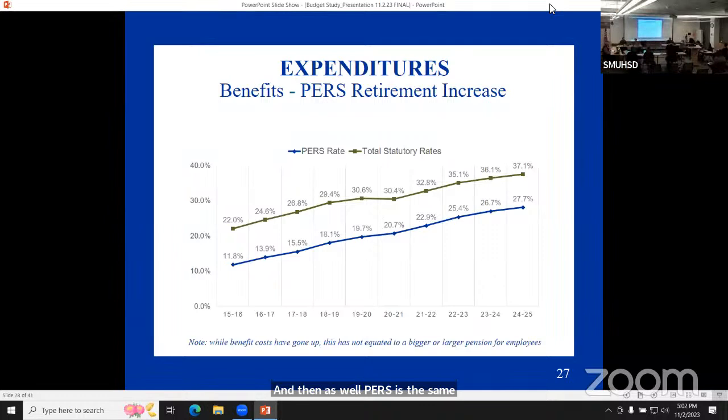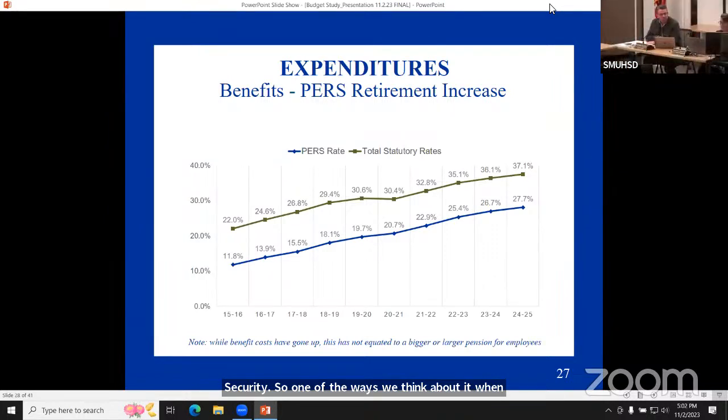So one of the ways we think about it when we're talking about new positions that we want to add across the district, when we talk about it in terms of FTE, that's easy, 1.0 FTE or 0.5 FTE or whatever. But when we're talking about it with regard to cash, I'm going to make up figures just for the ease of math here.